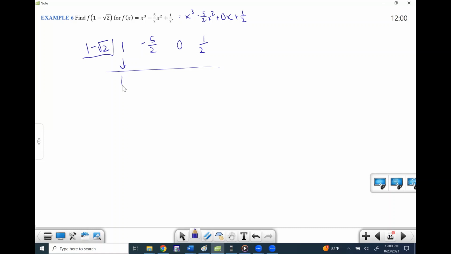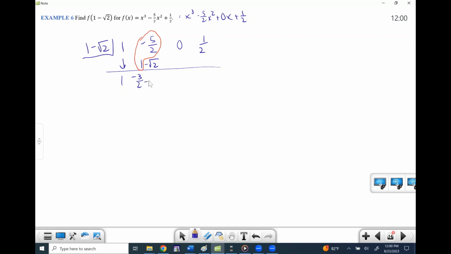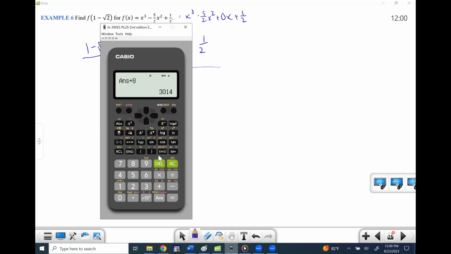Okay. All right, so 1 times anything is itself. So I'm just going to recopy it. Now remember, you can only combine like terms, so only these can combine with each other. Okay, so negative 5 halves plus 1. Looks like it's going to be negative 3 halves. And then that minus root 2 just has to stay. So let's just go and double check me. So negative 5 halves plus 1, negative 3 halves.